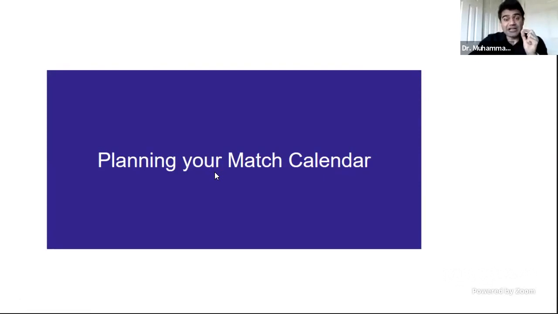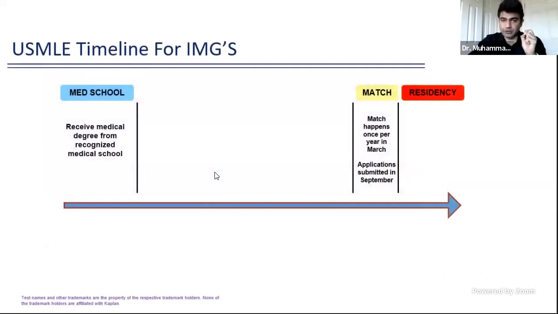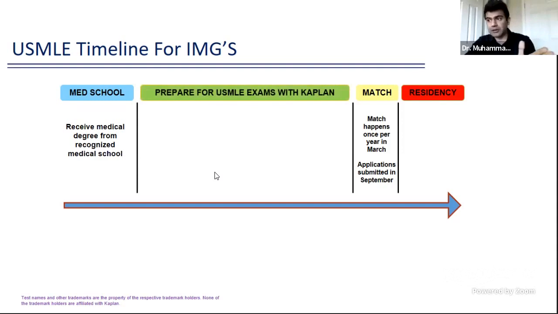You need to understand the match calendar. Okay, so let me explain to you. For instance, you received your medical degree. It's the MD or the MBBS. Then you have to really plan and prepare, because it's important. If you want to perform really well and get a great score, you want to have a plan and act on the plan that you create. So understand: how long is it going to take me to pass Step 1? How long is it going to take me to pass Step 2?